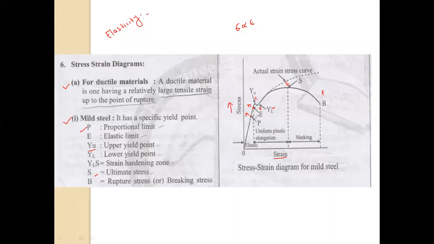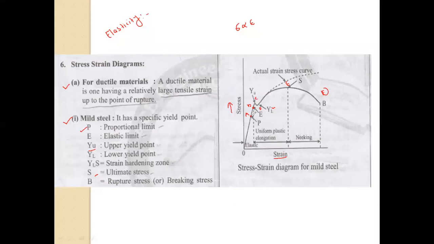So O to A is the limit of proportionality. A to B is the elastic limit. C is the upper yield point. D is the lower yield point. E is the ultimate stress. Ultimate stress means highest stress. And F is nothing but the fracture point. And here the necking region is formed. And this is the uniform plastic elongation.